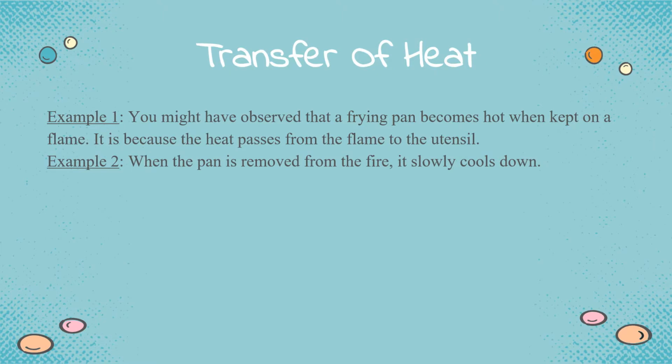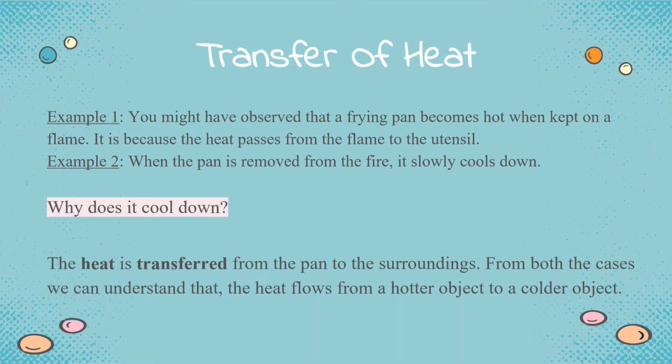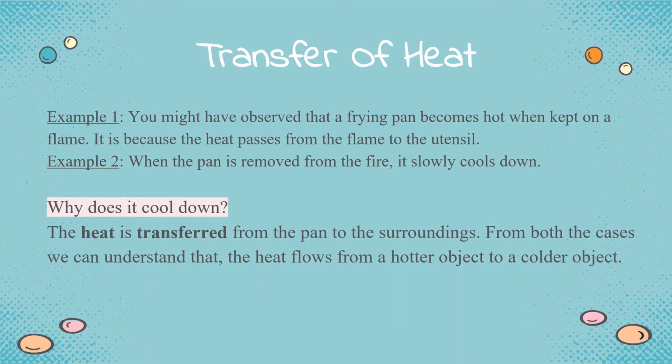The second example would be when the pan is removed from the fire, it slowly cools down. So why does it cool down? The heat is transferred from the pan to the surroundings. From both cases, we can understand that heat flows from a hotter object, which in this case is our flame, to a colder object, which in this situation is our frying pan.